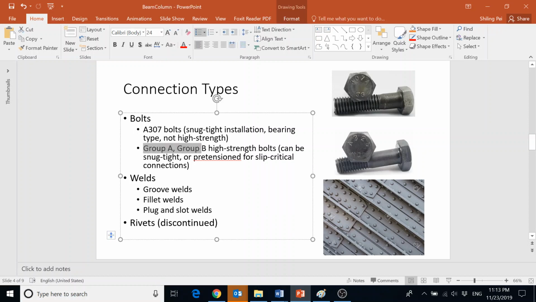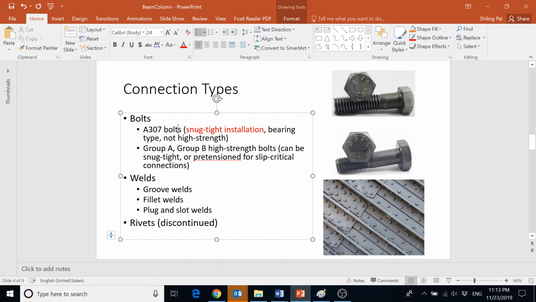Or you'll see high strength bolts, which they divide into group A, group B. The main difference, if you think about them, is that this one is made of a steel material that is ductile and soft. It's not high strength.